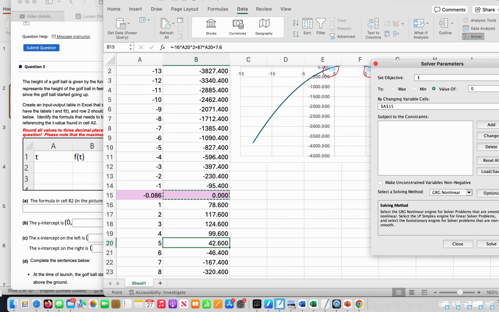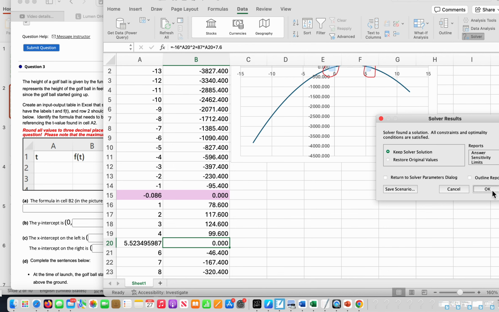And I always want to clear this cell out so it doesn't have old information. I want to make this cell equal 0, a value of 0. And then I want to change this input value because I want it to solve for what the time is that's going to result in a height of 0. Solve. Okay.